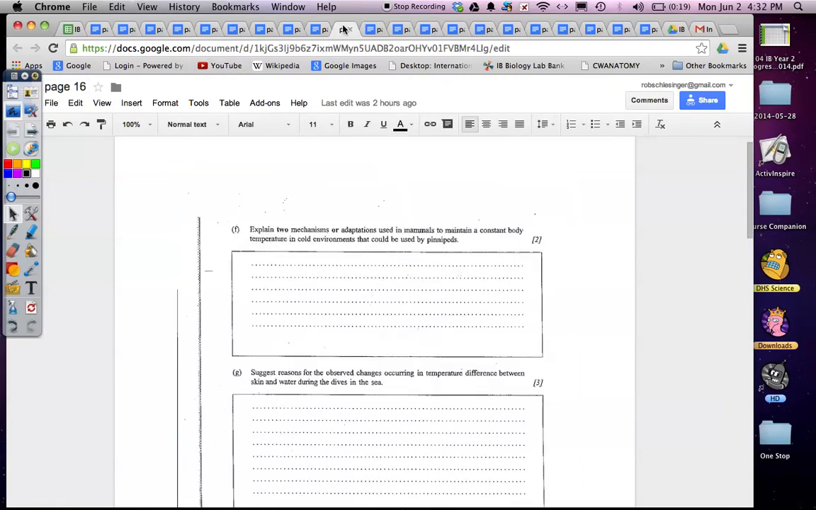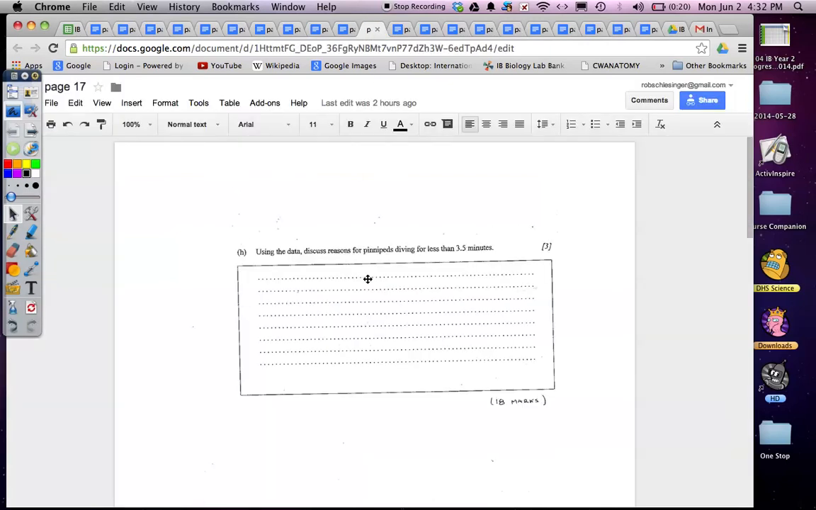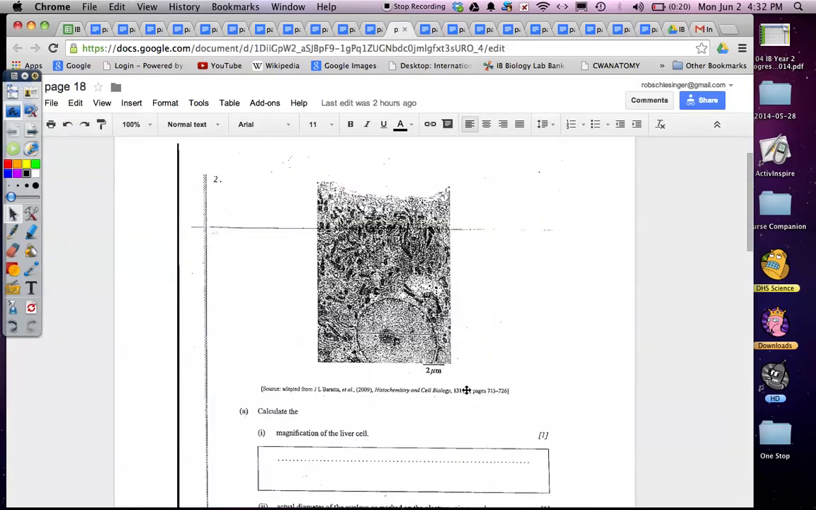Moving on here, explain 2 mechanisms or adaptations used in mammals. 2 good ones would be oily fur or blubber. People did pretty well on this question. And then here is where we started to have real problems.